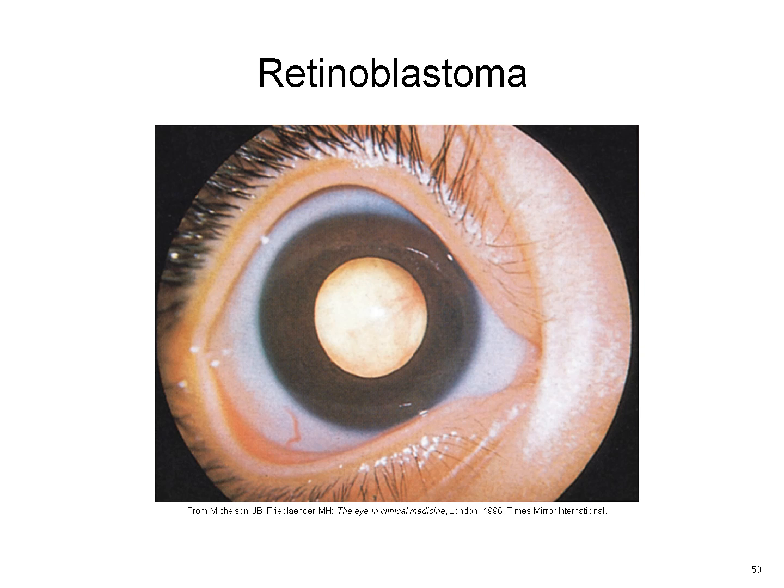It may be inherited or occur sporadically. Parents or doctors may notice a white reflection in the pupil, called leukocoria, or eye misalignment. Prompt diagnosis and treatment are essential to preserve vision and prevent metastasis.